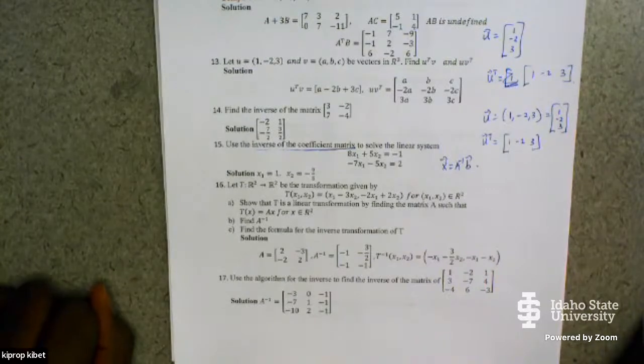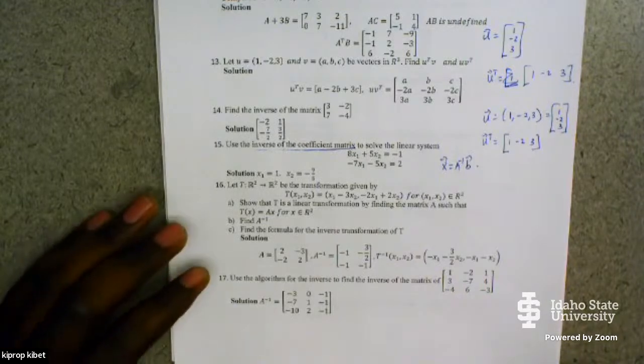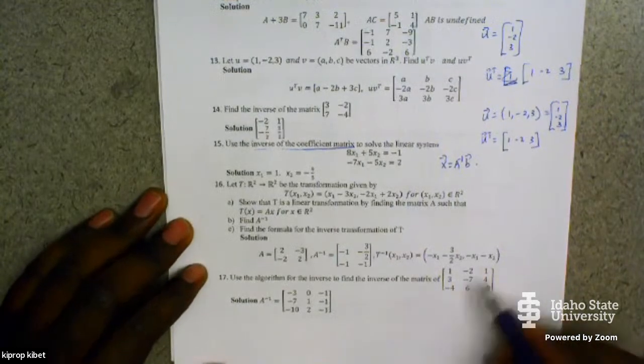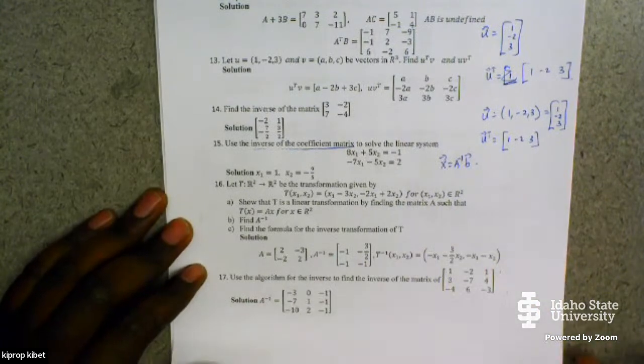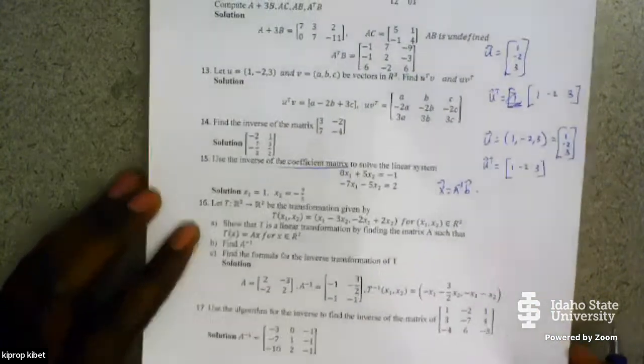Find the inverse of the matrix using, you remember where you are adding the columns here. Finally, number 18, determine whether each of the following matrices is invertible, singular, or that. So for it to be invertible, the determinant should not be equal to 0.